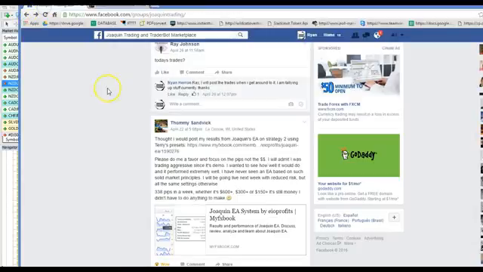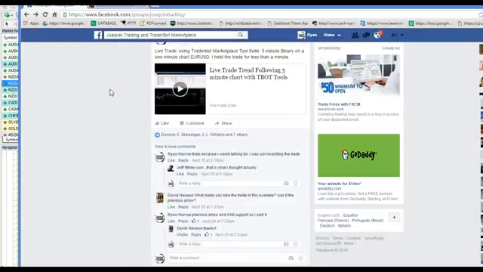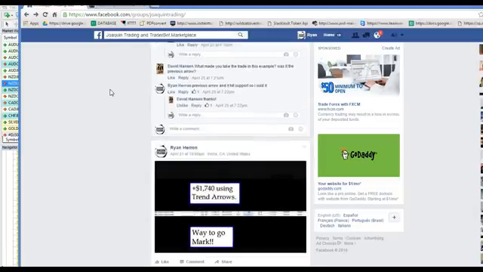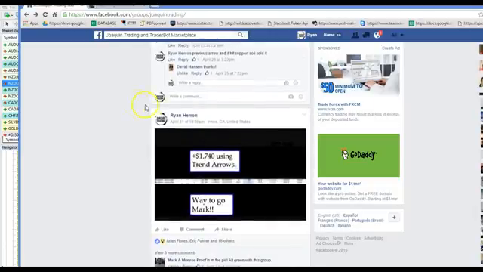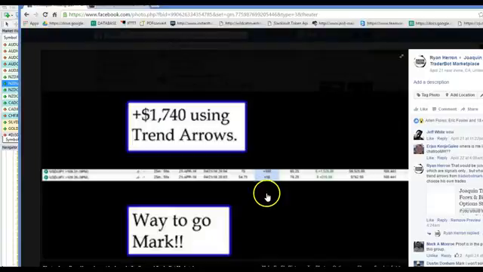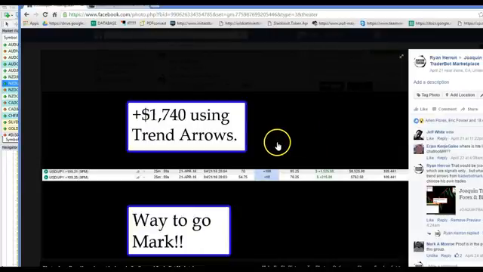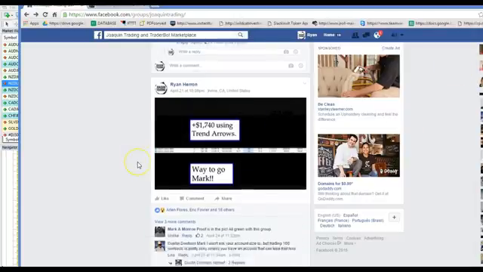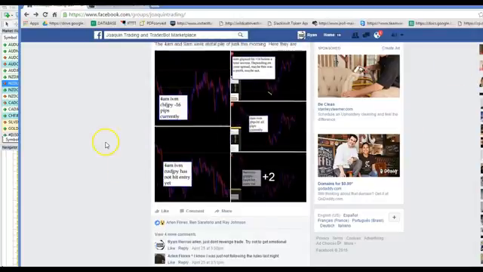Let me go back to Facebook. And we post these every day. Every day we post. Here's a guy using the trend arrows, which is another tool in the Trader Toolbox. 1740 using trend arrows. I don't know if it was a demo or a live account, nor do I care. Makes no bit of difference to me. If you're making pips, you're making pips, whether you're learning or whether it's live money.